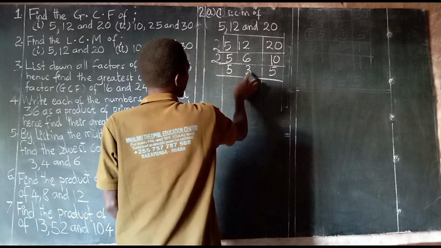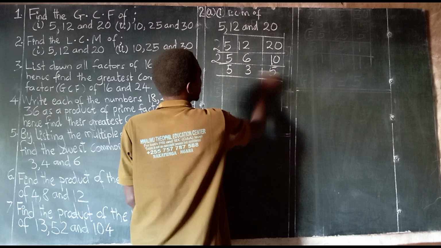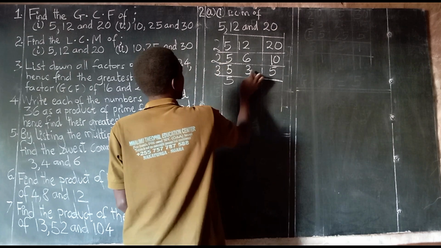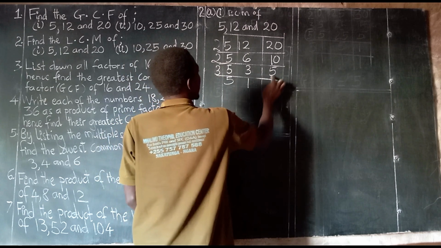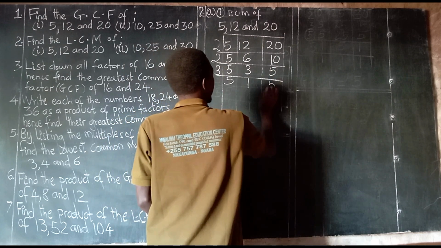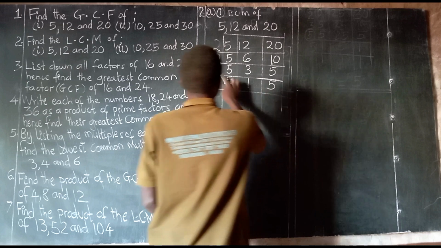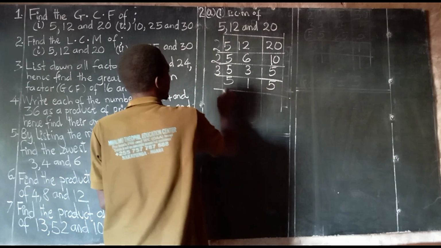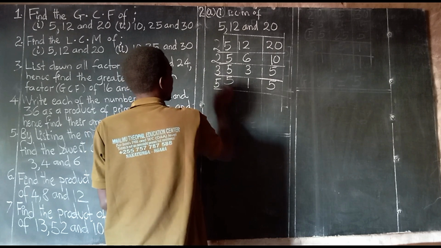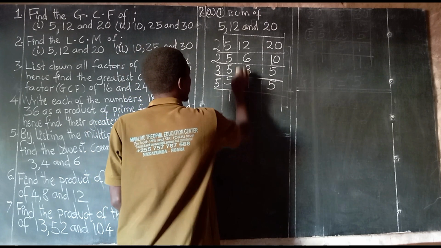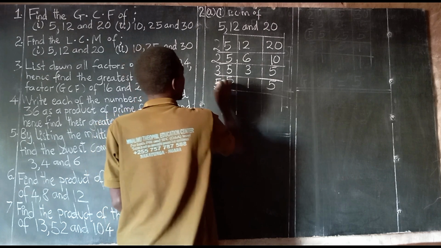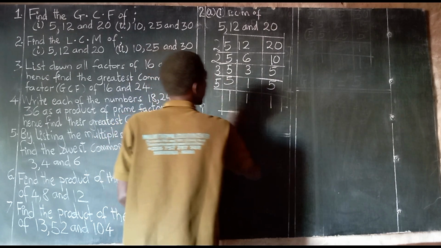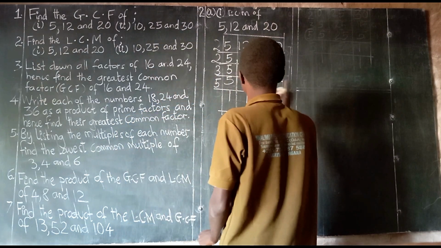We are through with the 2, as there is no number which is divisible by 2 here, so we shift to 3. 5 over 3, we write 5. 3 over 3, we write 1. 5 over 3, we write 5. We are through with the 3, as there is no number which is divisible by 3, so we shift to 5. 5 over 5, we write 1. 1 over 5, we write 1. 5 over 5, we write 1. So we have reached the end point.